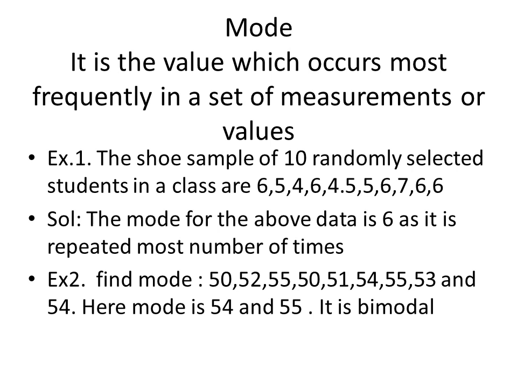Then next, second example: 50, 52, 55, 50, 51, 54, 55, 53 and 54. See here, 54 and 55 are repeated two times. So here it is bimodal and the modes are 54 and 55.